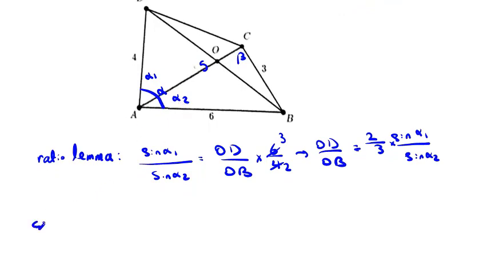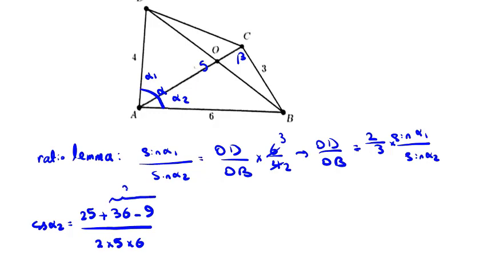So cos alpha 2 is what? By the cosine rule here, you can say it's 25 plus 36 minus 9 all over 2 times 5 times 6. 36 minus 9 is 27. 27 plus 25 will be 52 over 2 times 5 times 6. If we divide both numerator and denominator by 4, it will be 13 over 15 cos alpha 2. Sine alpha 2 will be what?